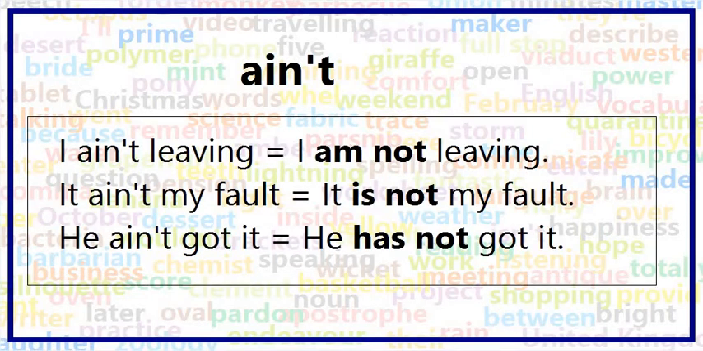For example, someone might say, I ain't leaving, instead of I am not leaving. It ain't my fault. It is not my fault. Or he ain't got it. He has not got it. So here we can see the word ain't being used in 3 different ways, as 3 different meanings.